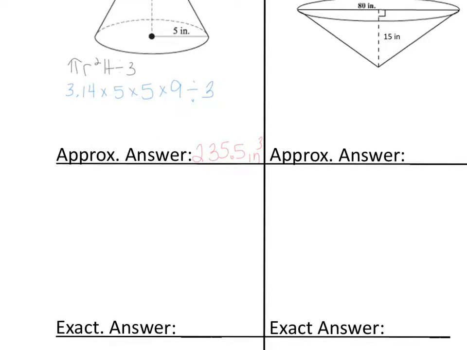Because pi cannot be written as a number exactly, what we have to do is we have to leave it as a symbol. What this means is we write out our formula the same way, but when we plug in our numbers, instead of putting in 3.14, leave it as a symbol. And when we solve it, we get 5 times 5 times 9 divided by 3 is 75, and then we just put pi with it.